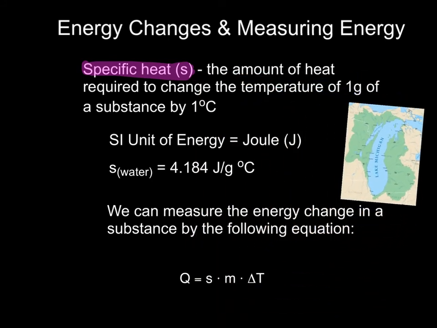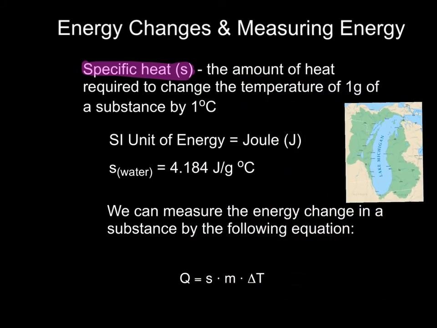Let me put that back. Now, the SI unit for energy is the joule, and the specific heat of water is the largest we know, and it is 4.184 joules per gram degrees Celsius. We can measure the energy change in a substance with the following equation, Q equals S m delta T.